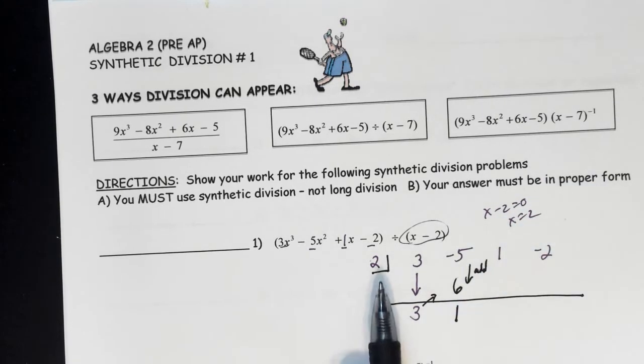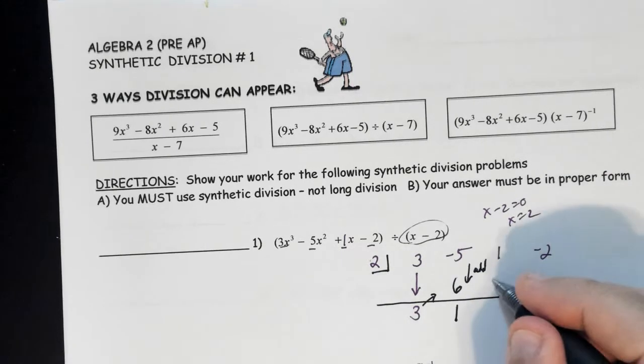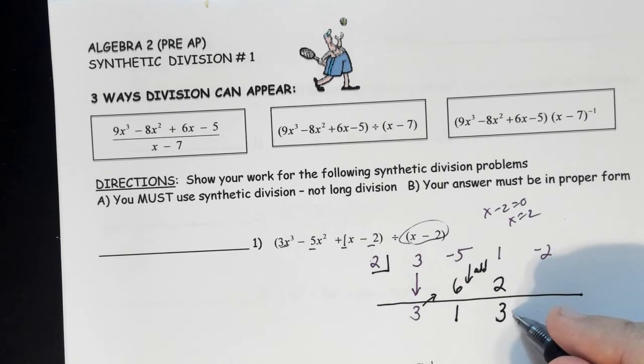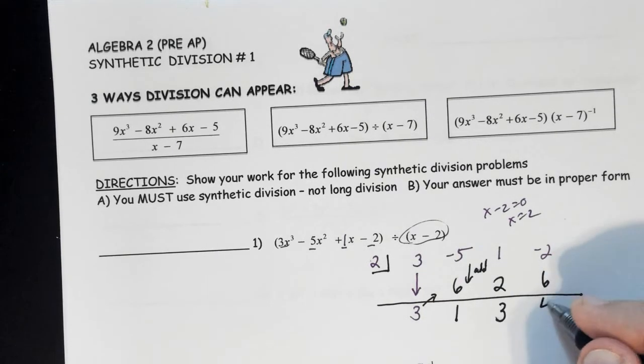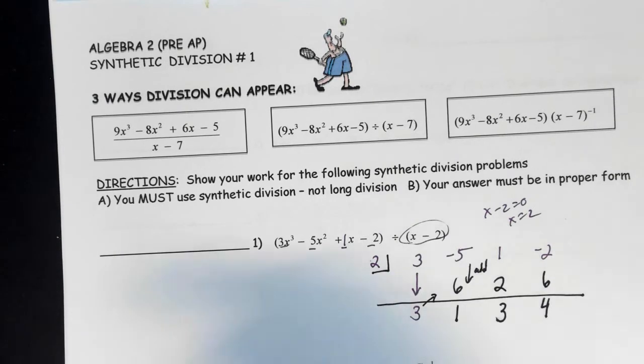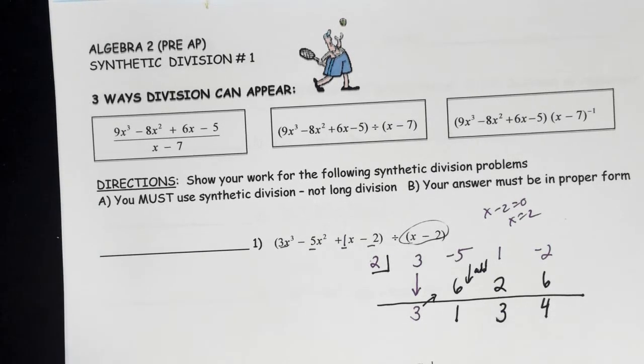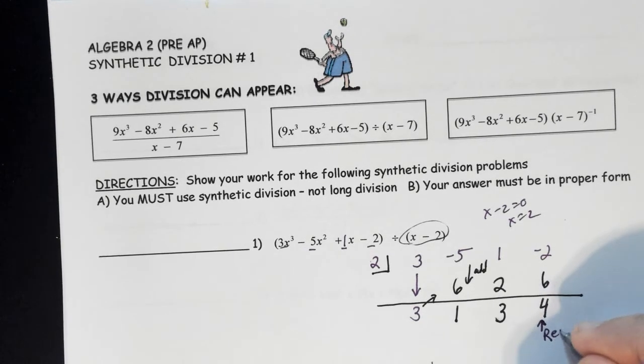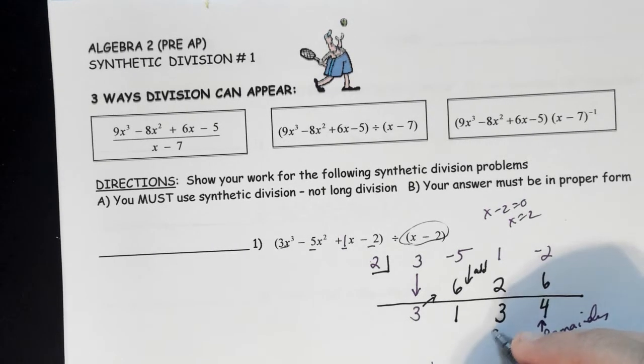Then we multiply again and repeat. 2 times 1 is 2, and we add, which is 3. We do it one more time. 2 times 3 is 6, and add, which is 4. What we get is what's known as a depressed polynomial. This last term right here is going to be the remainder, if I would have long divided this. This is going to be my constant.